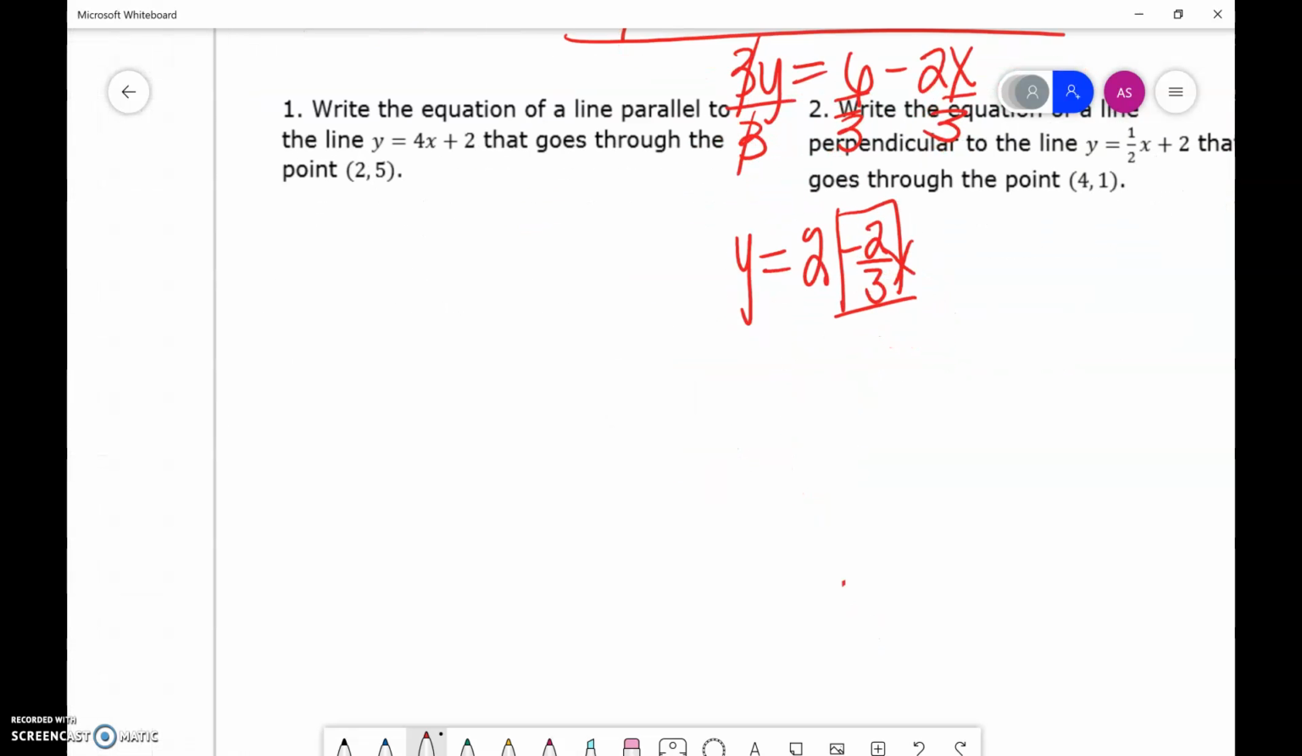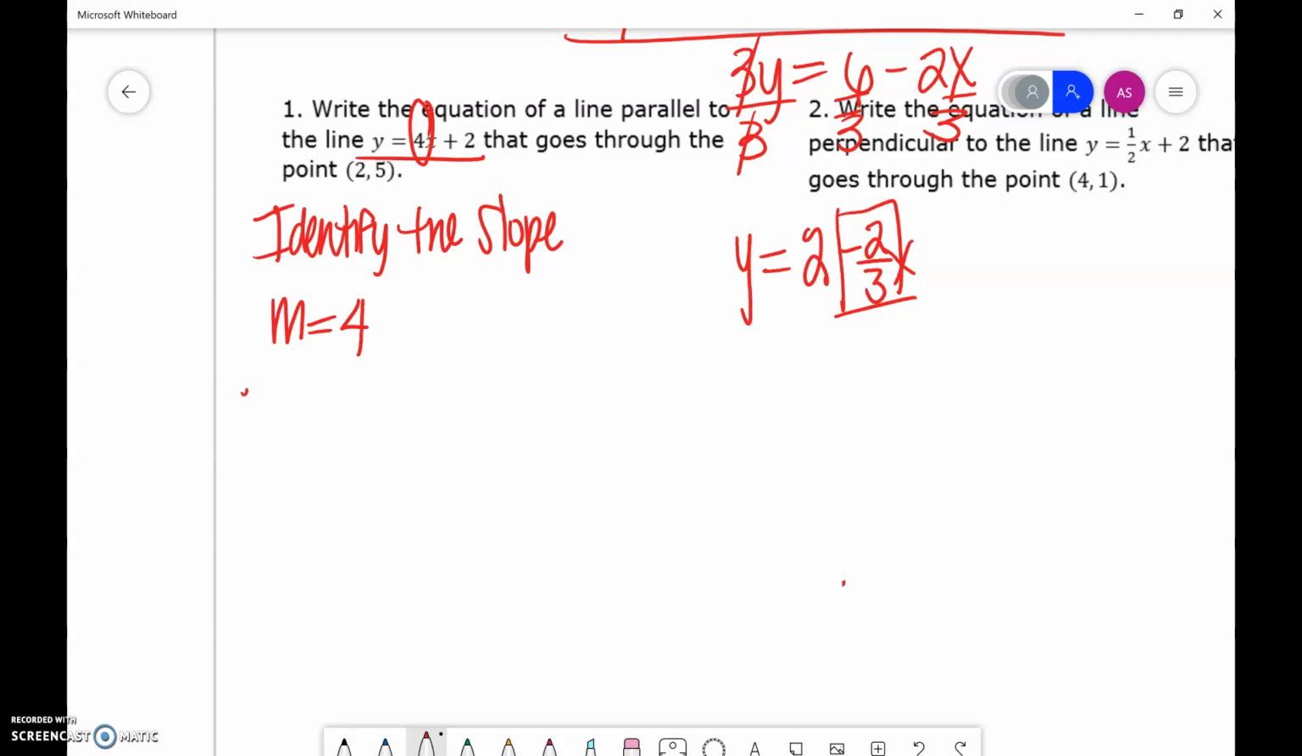It says, write the equation of a line parallel to the line y equals 4x plus 2 that goes through the point (2, 5). So first step, identify the slope. So my equation is in slope-intercept form. So my slope is going to be 4. Then from there, you're going to use the given point.